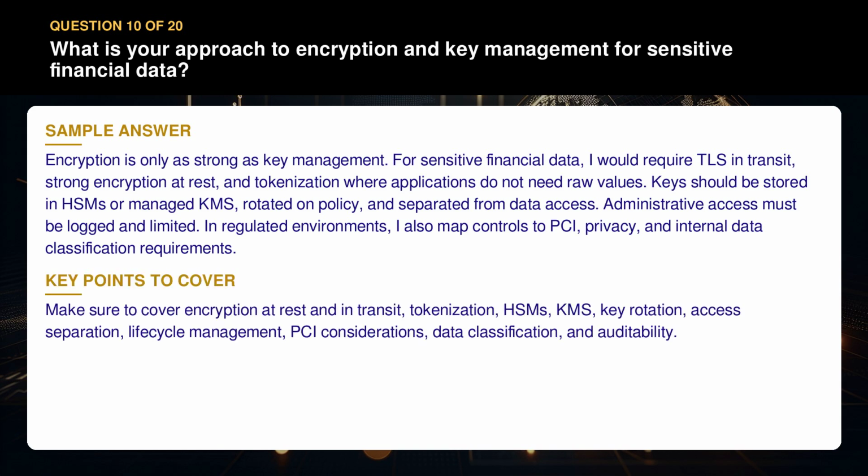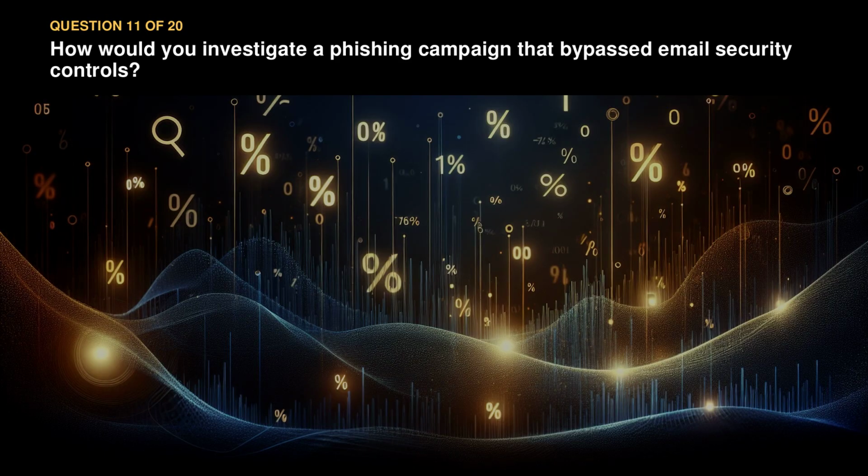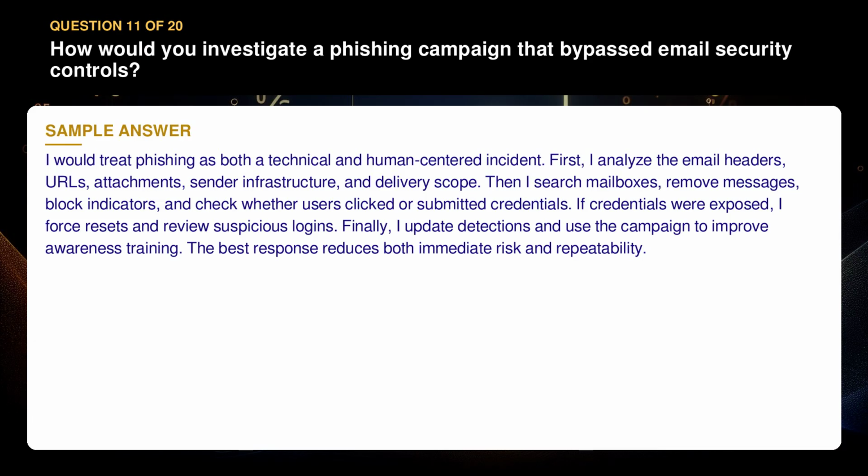Make sure to cover encryption at rest and in transit, tokenization, HSMs, KMS, key rotation, access separation, lifecycle management, PCI considerations, data classification, and auditability. Question 11. How would you investigate a phishing campaign that bypassed email security controls? I would treat phishing as both a technical and human-centered incident.